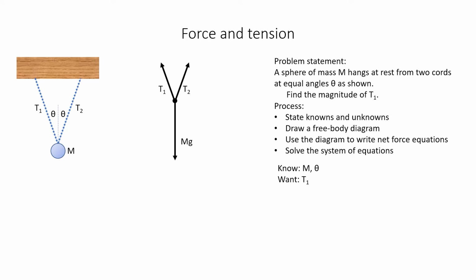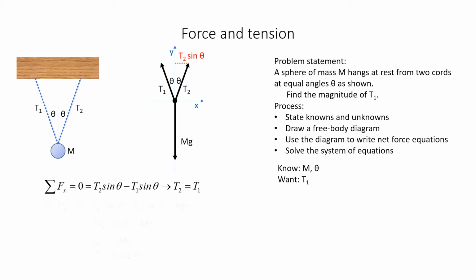Our free body diagram starts by denoting the particle as a dot in the center. We'll let that be the origin of our system. And then we'll draw in the vector arrows for T1, T2, and mg. We'll include a coordinate system. We'll let y be positive upward, x be positive to the right, and we also will include the angles theta.